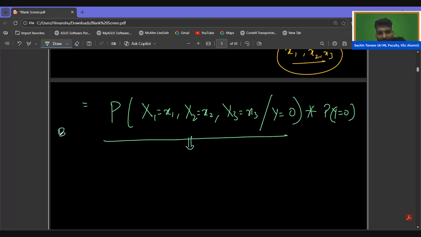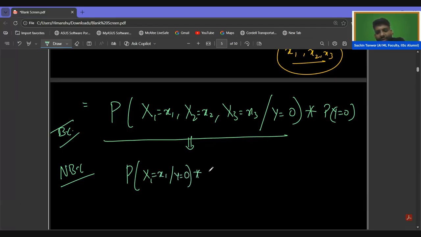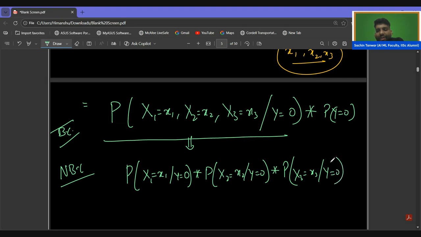So this is my simple Bayes classifier based approach, and it is actually difficult to calculate. In the Naive Bayes classifier, what we do is convert it into the probability of x1 given y is equal to 0, probability of x2 equal to small x2 given y equals 0, probability of x3 equal to small x3 given y is equal to 0, and then whatever was the prior. So this has been converted to this.